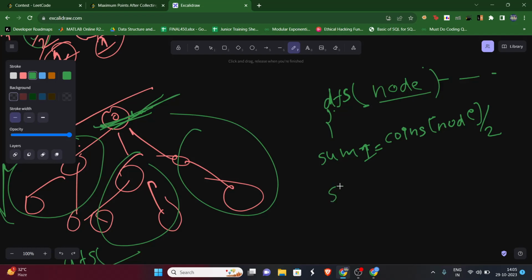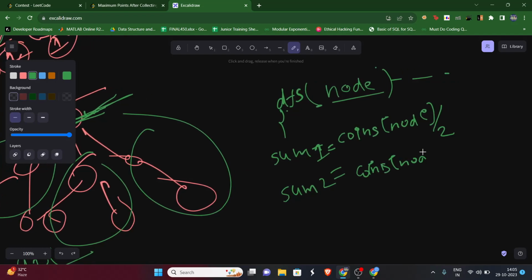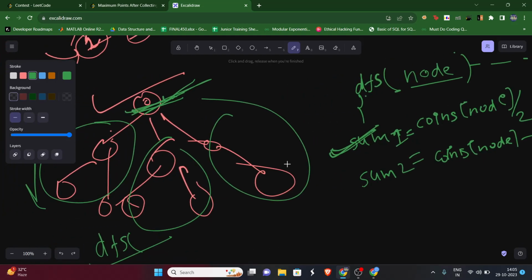Let's say this is stored in sum1. Or else, what is another approach? Let's say sum2 is equal to coins of node minus k. These are two possibilities. Now, if I am taking this one, in this scenario I'll have to traverse the entire subtree and divide their values by 2.